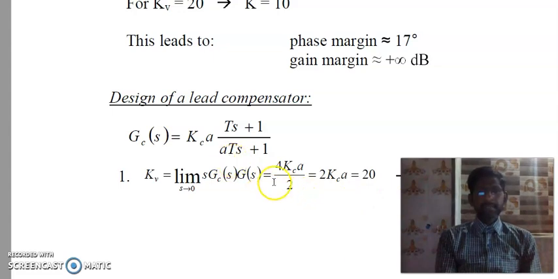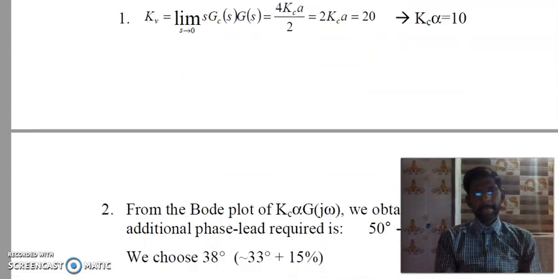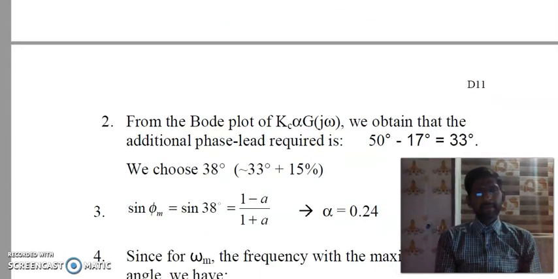Gc of S is Kc alpha (Ts plus 1) divided by (alpha Ts plus 1). The Kv value is the limit as S tends to 0 of S into Gc of S into G of S, which is 4 Kc alpha divided by 2, that is 2 Kc alpha, equivalent to 20, so Kc alpha equal to 10. From the Bode plot of Kc alpha G of j omega, we obtain that the additional phase lead required is 50 minus 17 degrees, equal to 33 degrees.